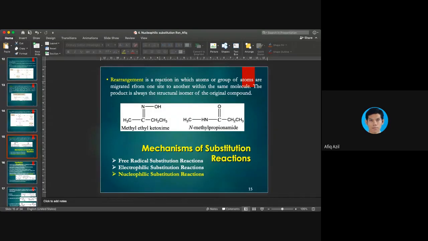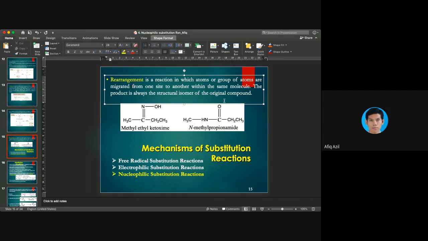So rearrangement is a reaction in which atoms or groups of atoms migrate from one side to another within the same molecule. The product is always the structural isomer of the original compound. For example, you have methyl ethyl ketoxime, which is a structural isomer of N-methylpropionamide. So this is an amide.